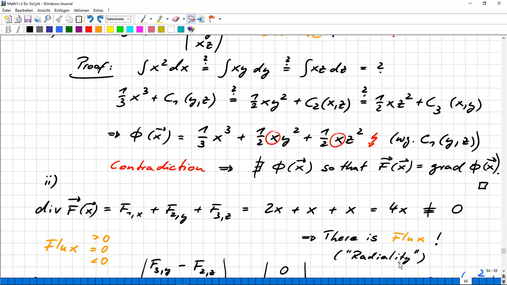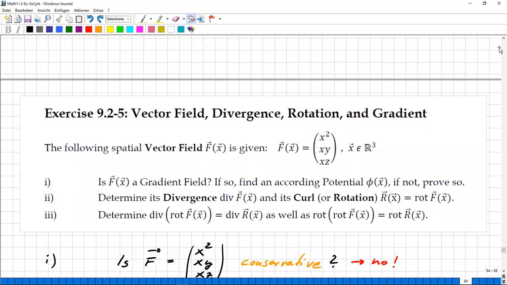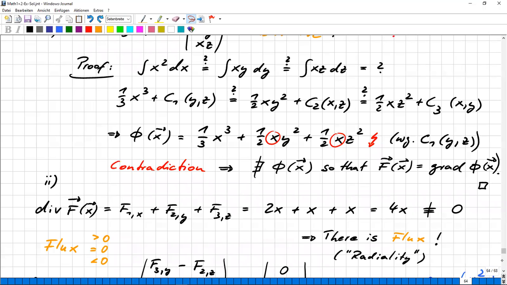Okay, a sort of radiality, but this is not a purely radial field. Of course, it's not spherically symmetric in a radial sense. Not at all. If it were, it would have a 0 rotation, but it doesn't. It has a non-zero divergence and a non-zero rotation. That's what makes it interesting.